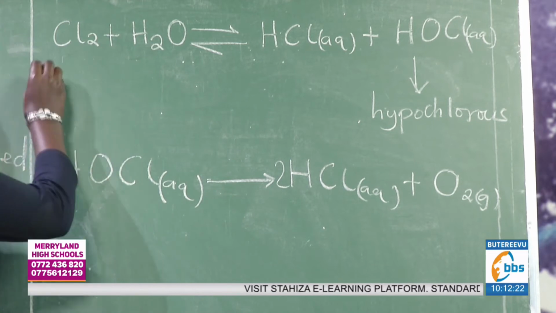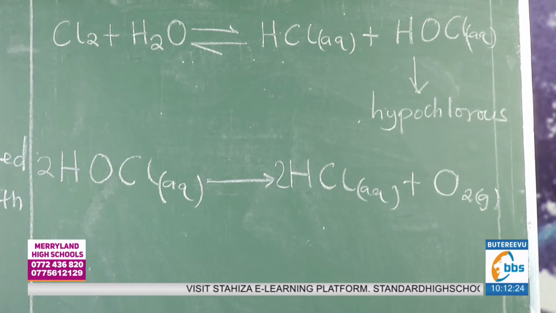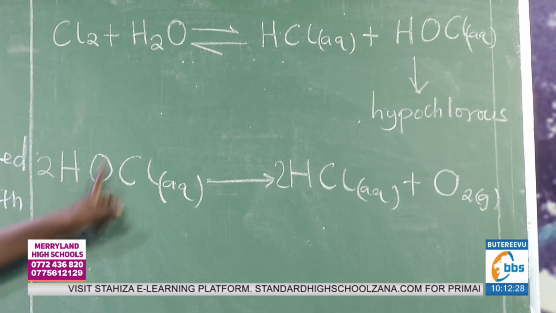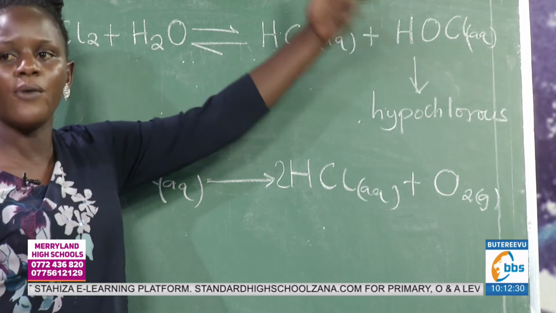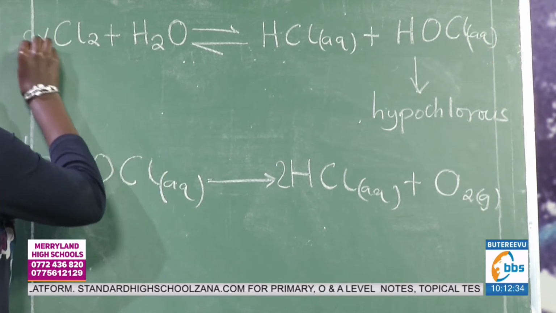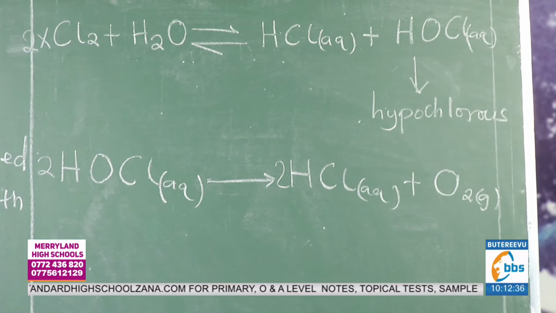Therefore, what do we do? To eliminate hypochlorous acid, what does that mean? We make sure that the hypochlorous acid on this side and this side balances. And how will it balance? By multiplying this equation with what? With the 2. Therefore, how many equations have you come up with?